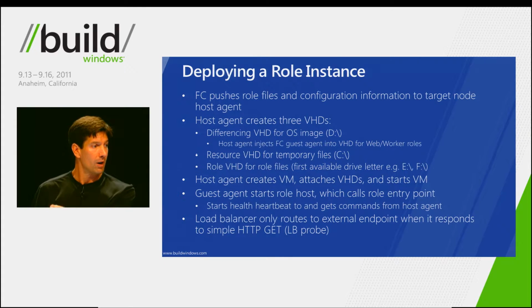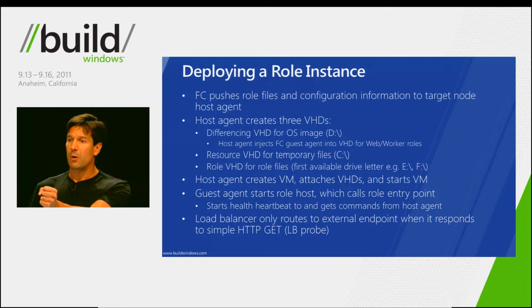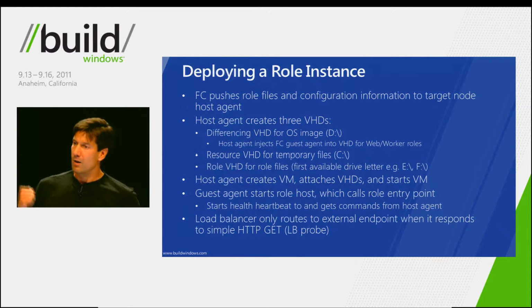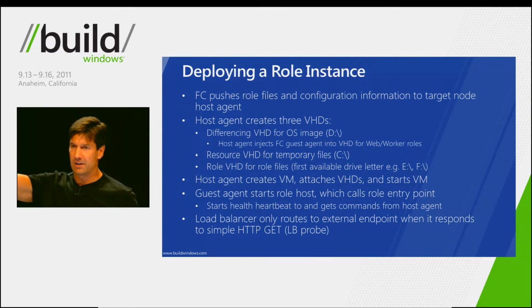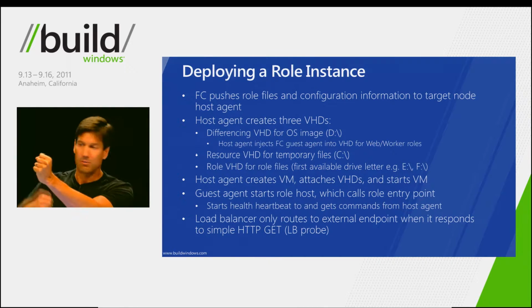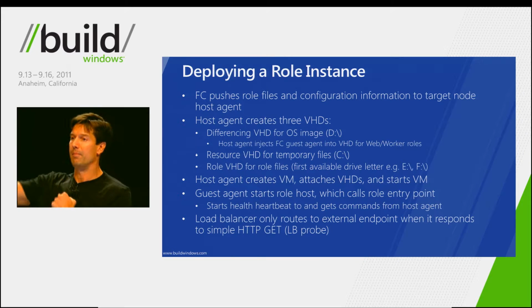Because when we go through an update, we leave the current VHD attached for your current role code. We create a new VHD for your new role code. We attach that. Then we shut down your role, detach the VHD, and obviously this is going to have a different drive letter. So if the role code was at D or E, then it is F, and then the next time you update, it'll go back. And the OS is on D, the resource volume is on C.